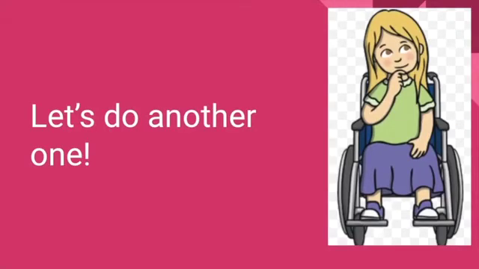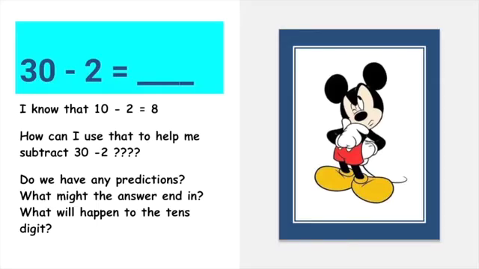Let's do another one. Let's think. Okay, 30 minus 2. I know that 10 minus 2 is 8. How can I use that to help me subtract 30 minus 2? Do we have any predictions? What might the answer end in? What will happen to the tens digit? I want you guys to think.